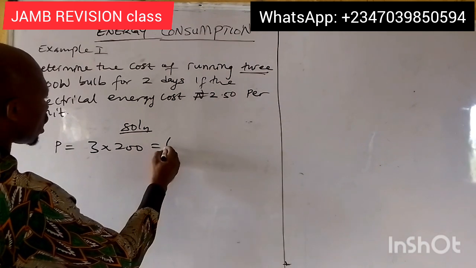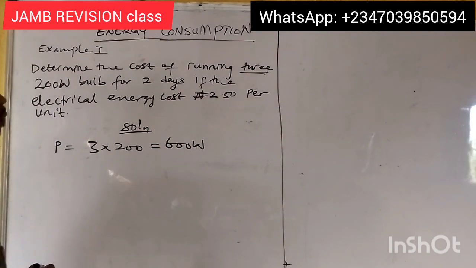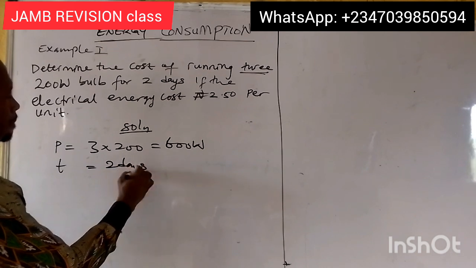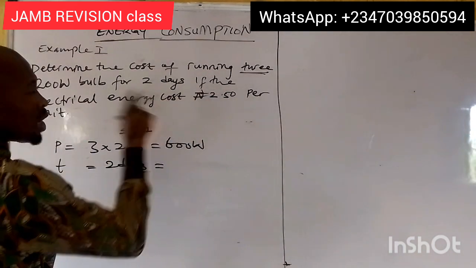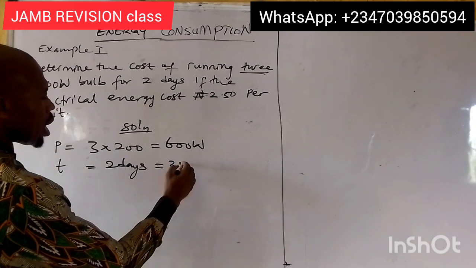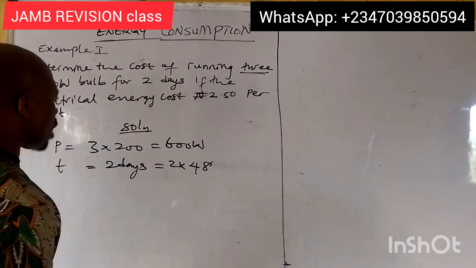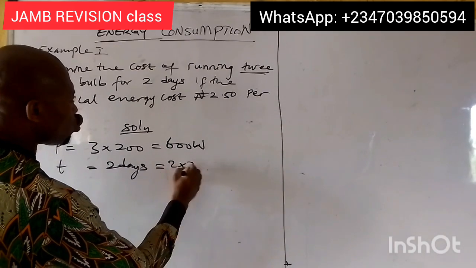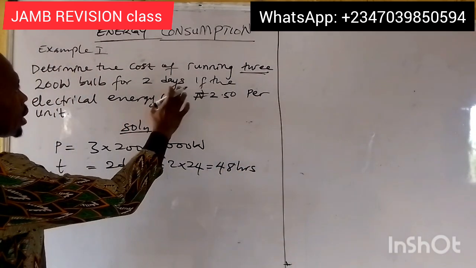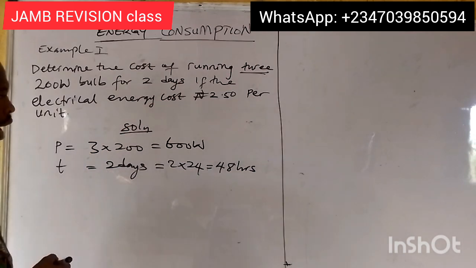Power will give us 600 watts. That is the power. Now the time taken is equal to 2 days, and remember, time is measured in hours. These 2 days is 2 times 24 hours, which will give us 48 hours. So the bulbs were lit for 2 days, and that 2 days is equal to 48 hours.